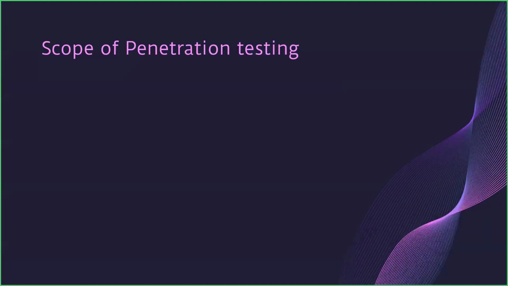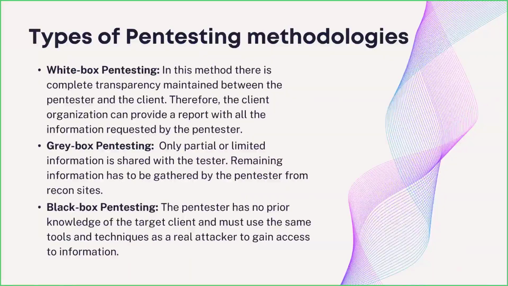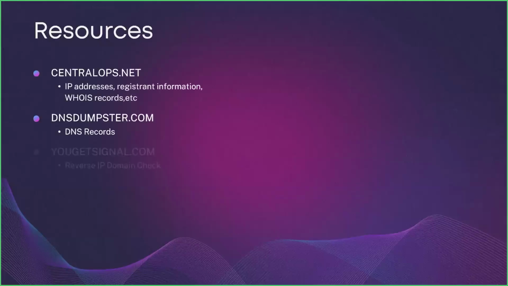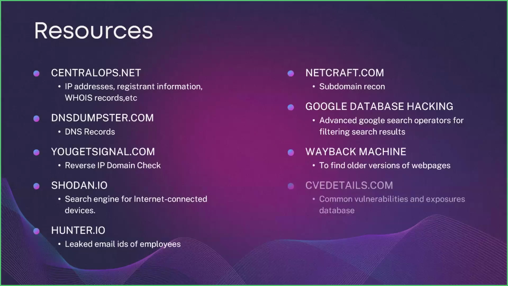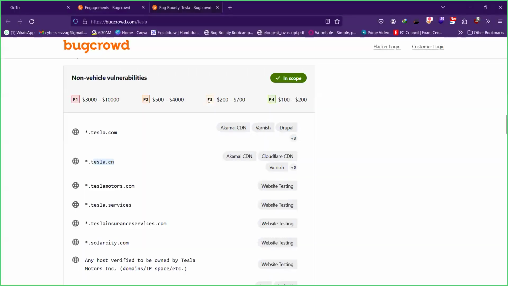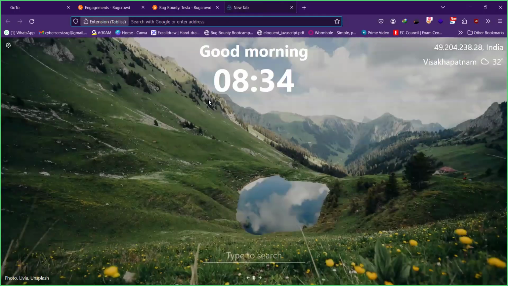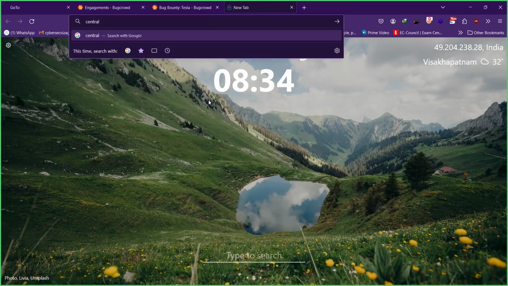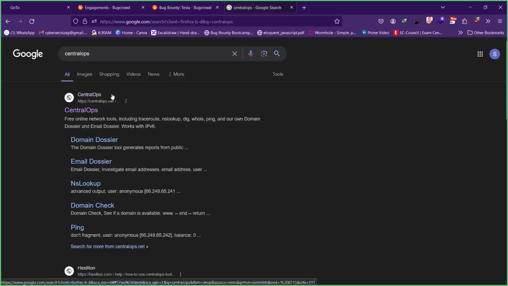As mentioned, we are supposed to start the practical part, but we won't have sufficient time to cover all the websites. At least let me show you one website today, and the remaining nine we'll cover in the next class. The first website I want to show you today is centralops.net. This is a website which gives you the whois information, the IP address information, and the DNS information as well. If I search for Central Ops, you can click on the first link provided.